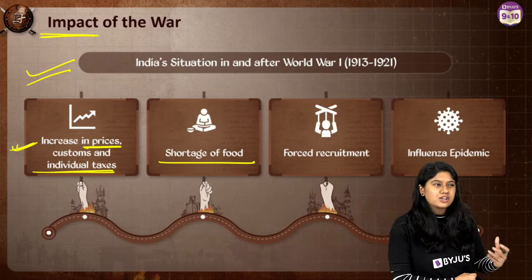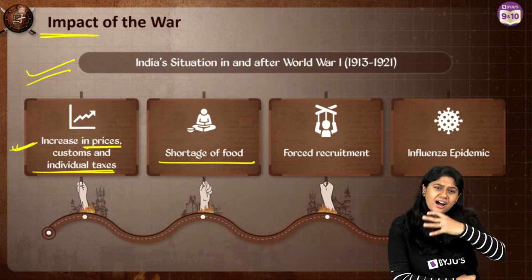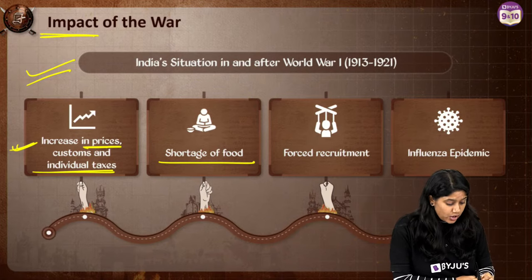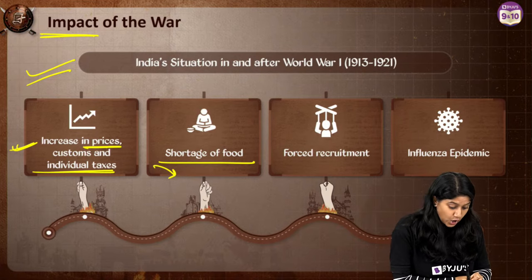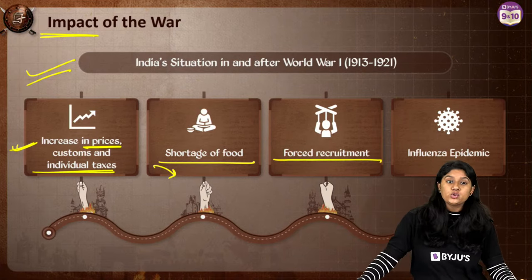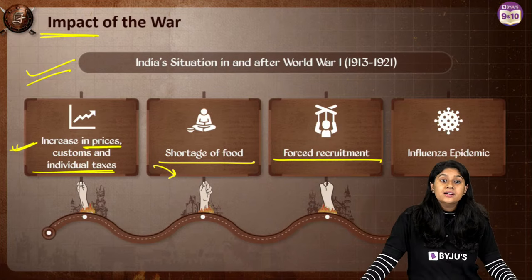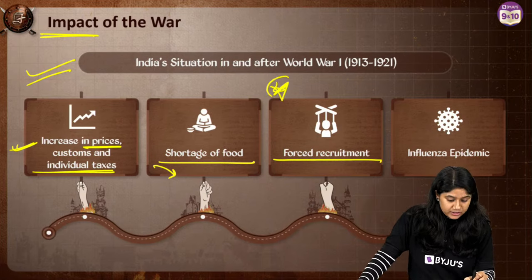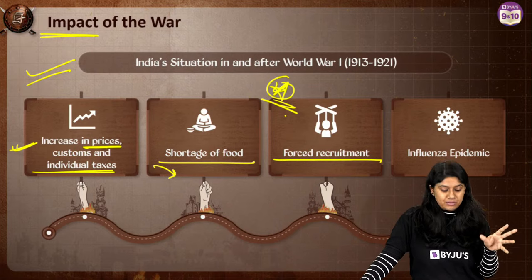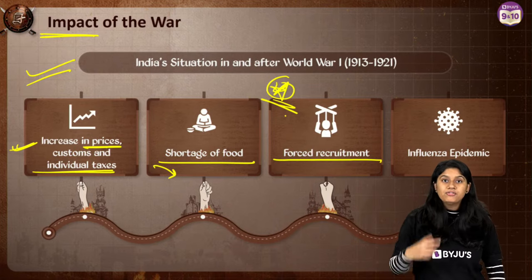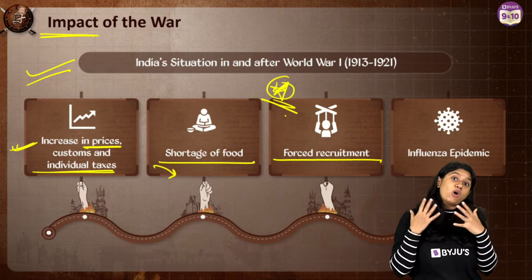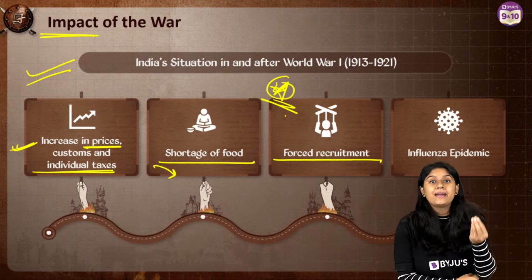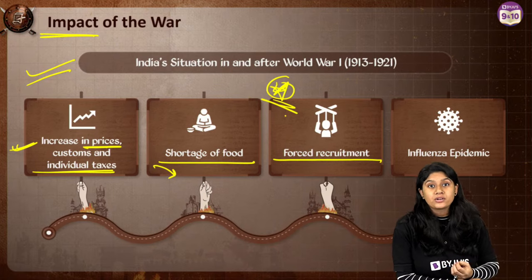And apart from that, of course, a lot of taxes were there, and there are other conditions because of that. We saw a decline in the food. Then, of course, people were forced into joining the army. This is very, very important. So at that particular time, during the World War First only, the Britishers forced Indians to join the army and fight along with them. That is a very important reason.